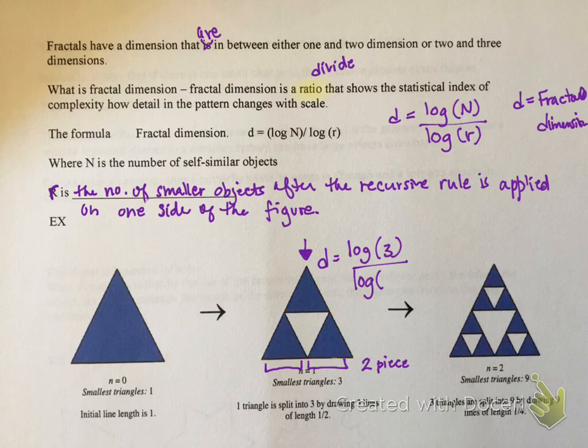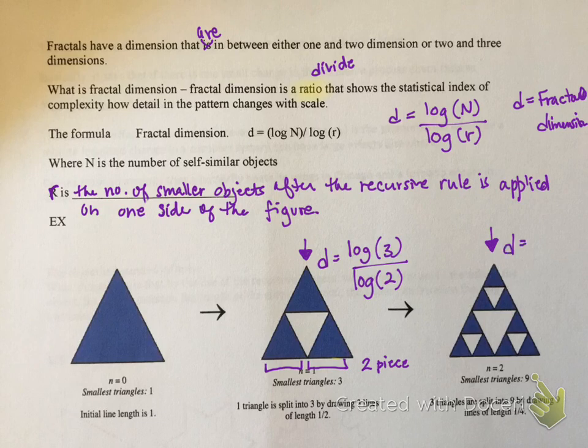Okay, so I just wanted to show you how I am determining how many pieces I have on the side. So I have log of n, which is the number of pieces, over log of r, where r is the number of pieces on one side, which in this case is 2. So now I have D equals log of 3 over log of 2. Okay? I'm also going to look at the second iteration, and I'm going to actually do the math in a moment.